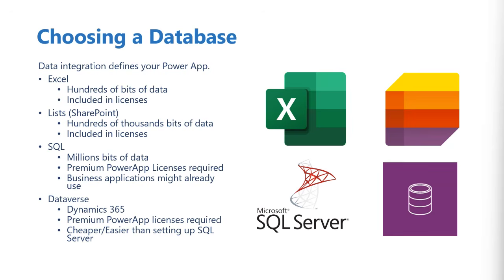So now you should have a good idea about where you could potentially be storing your data. Just as a quick recap, if you want a model-driven app, it has to be Dataverse. If it's Power Pages, it has to be Dataverse. If you have a Canvas app and it's a small app, as in hundreds of bits of data, Excel. If it's hundreds of thousands, then lists. And if it's millions of bits of data, then Dataverse.